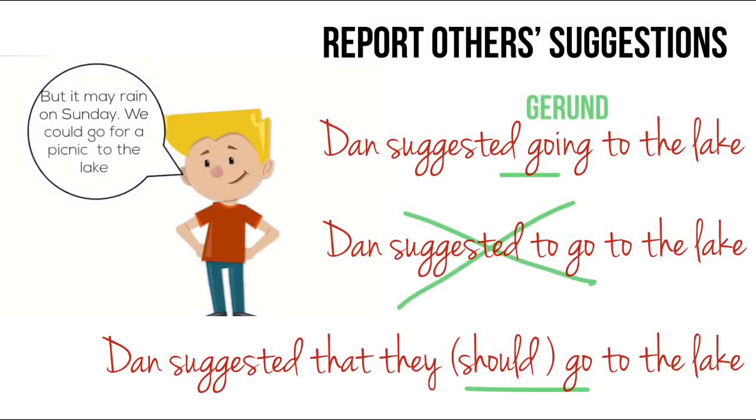So how to report other people's suggestions? What is Dan saying? We could go for a picnic to the lake. So Dan suggested going to the lake or going for a picnic to the lake. So we use the gerund after the verb suggest, and we never use the to infinitive after suggest. So you cannot say Dan suggested to go to the lake. It's wrong. Another variant is to use the modal verb should or bare infinitive without to. For example, Dan suggested that they should go to the lake, or Dan suggested that they go to the lake.